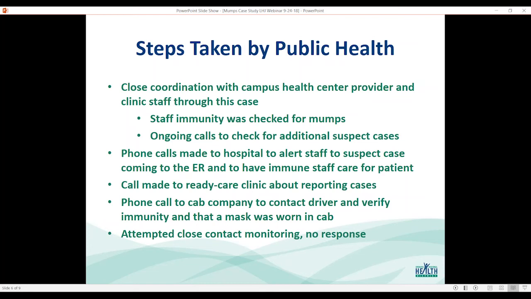However, there was not great response from that named contact, as I mentioned. So the quick response from Whitman County was really important, as they knew that this person was a college student, had recent travel, and that this would likely be a true case.